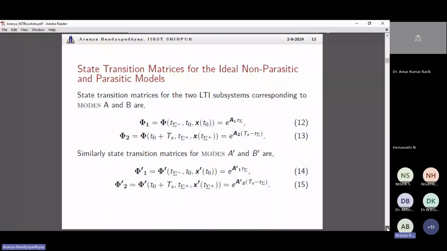Now, when we are analyzing stability of a periodic orbit, what will happen is that the periodic orbit will go through the two linear subsystems corresponding to mode A and mode B. Okay, which can be formed by the simple state transition matrices, with which I think you have read about it in probably the third year of your undergraduate curriculum.